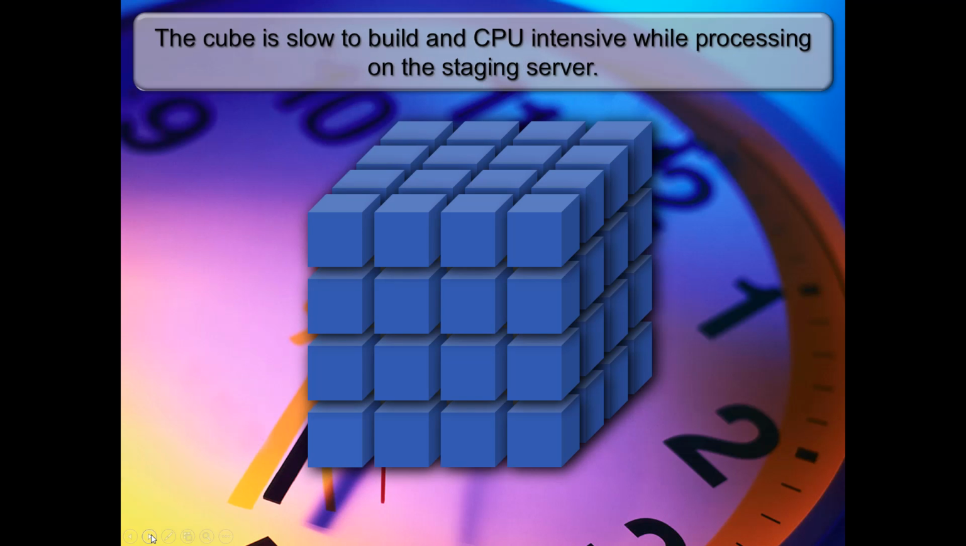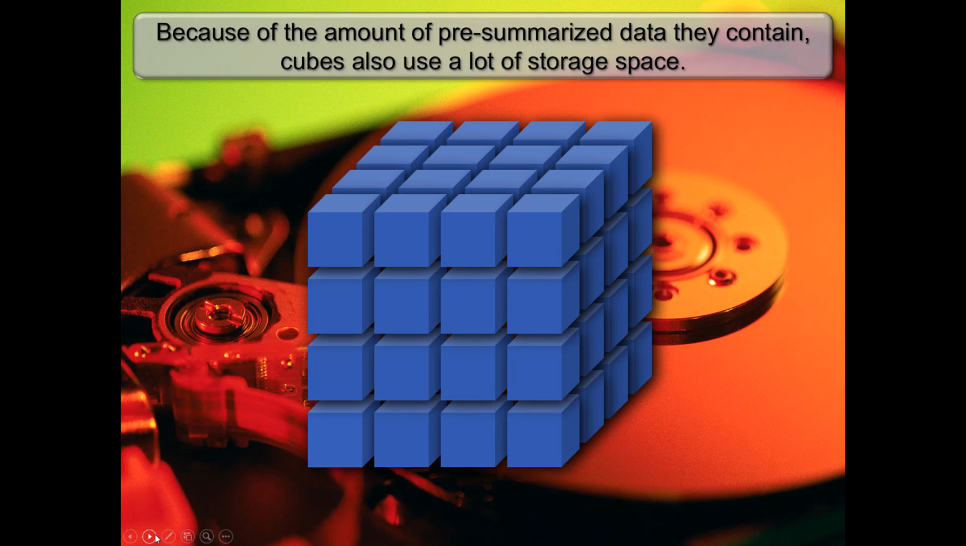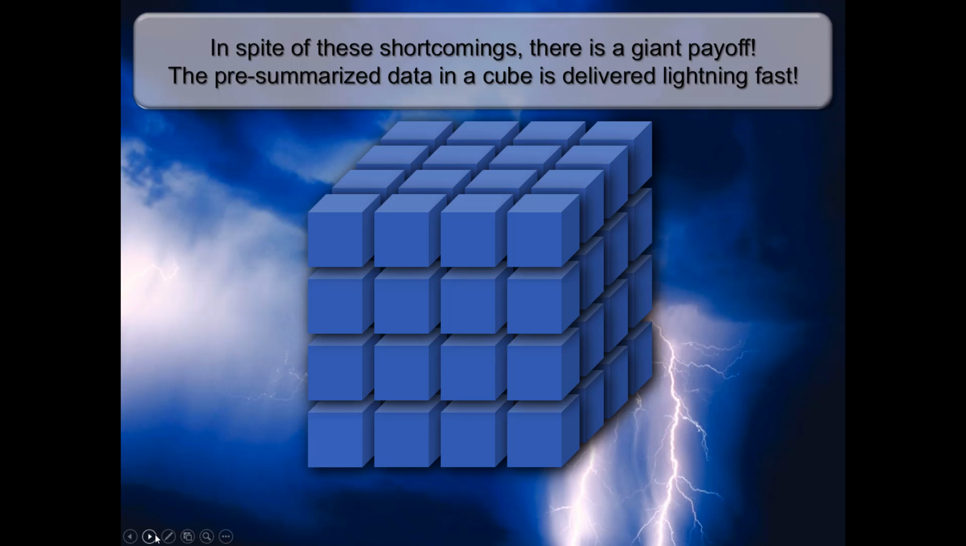Cubes are a slight trade-off. They are really slow to build in comparison to a data warehouse, for example. They're very CPU intensive while processing on our staging server. And because of the amount of pre-summarized data they contain, cubes also use a lot of storage space. In spite of these shortcomings, there's a giant payoff.